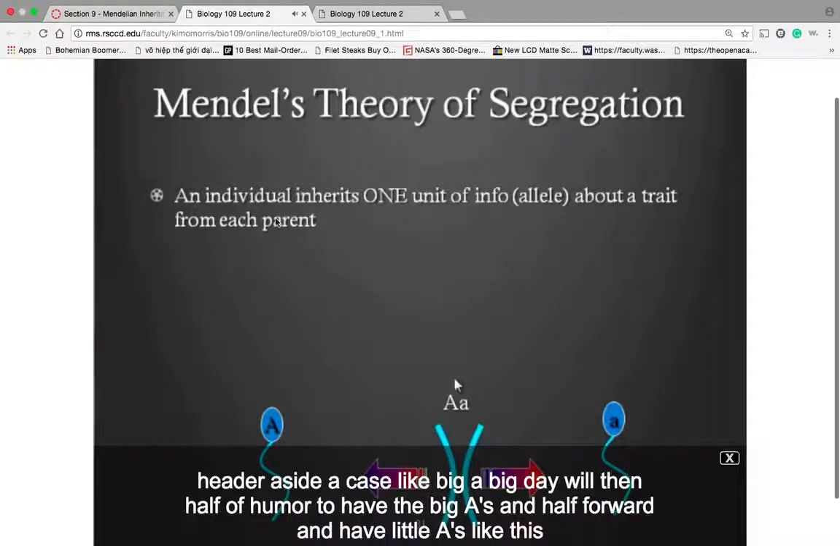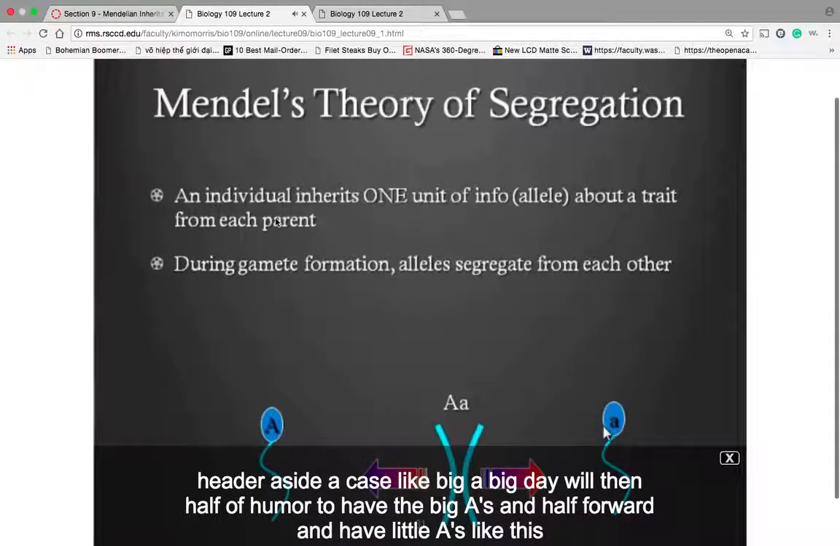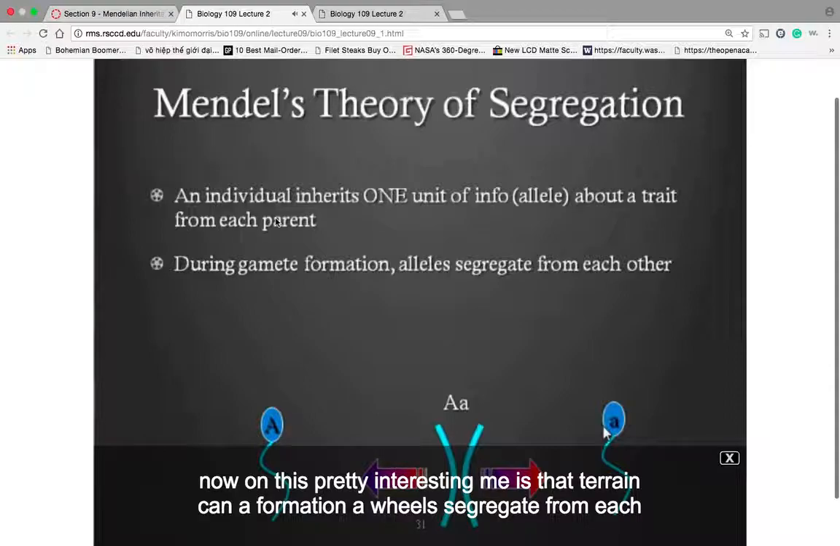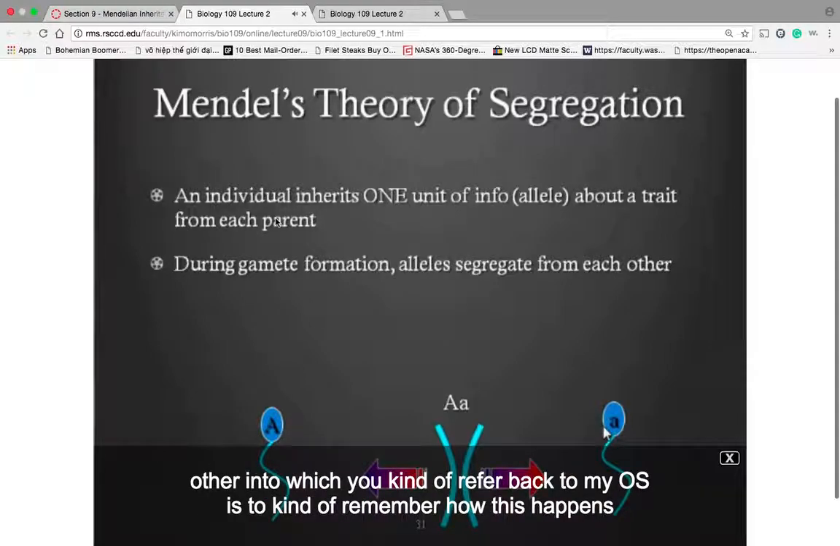If you are a heterozygote case like big A, little a, well then half of them are going to have the big A's and half of them are going to have the little a's, like this. Now, this is pretty interesting. It means that during gamete formation, alleles segregate from each other. And I want you to refer back to meiosis to remember how this happens.